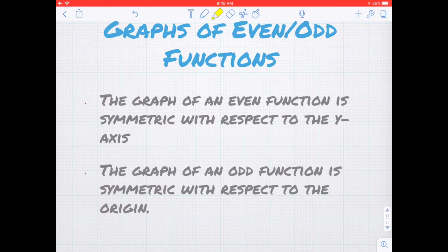So the thing that you want to remember is that if I'm dealing with an even function, I will be symmetric to the y-axis. If I'm dealing with an odd function, I'm going to be symmetric with respect to the origin. There's no great way to remember this, but what I always tell individuals is if you can remember that odd starts with an O and origin starts with an O, those are the two that go together, so y-axis has to be with the even functions.